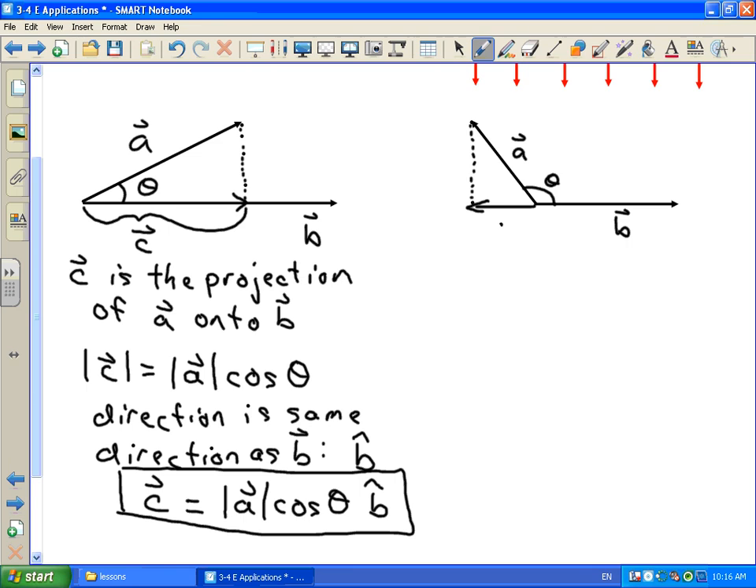So our vector C is no longer in the same direction as B. It's in the opposite direction to B. Okay. So how is this going to change how our projection works here? Well, if we use this formula here, does this formula work anymore? What do we know about our angle theta here? It's not between A and C. Theta, it's between A and B. But how big is this angle theta now?